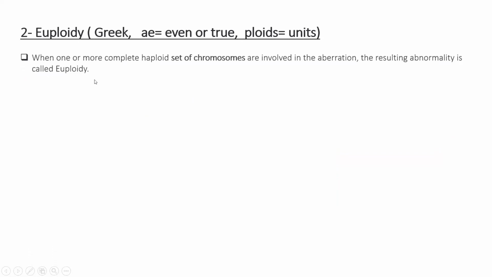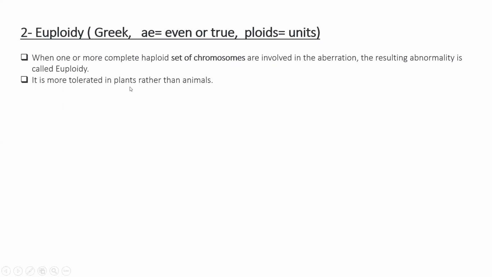Then another is the euploidy. So what is this euploidy? When one or more complete haploid sets of chromosomes are involved in the aberration or abnormality, the resulting abnormality is called euploidy. So here a complete set of chromosomes is involved. In the previous case we have seen only one chromosome involved. So here haploid sets of chromosomes are involved, and that is called euploidy.